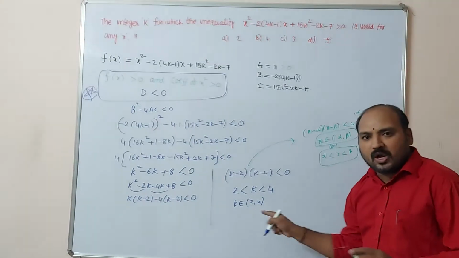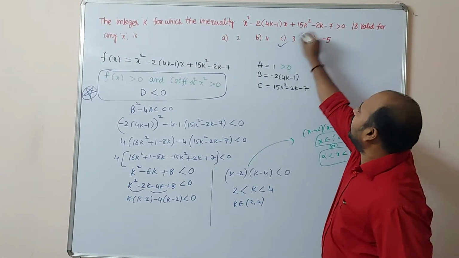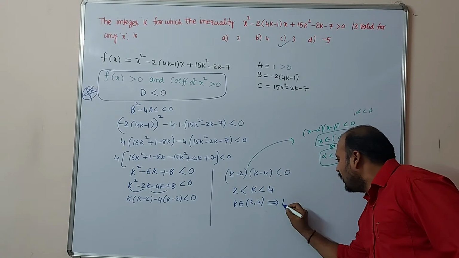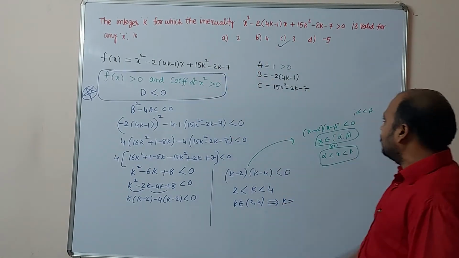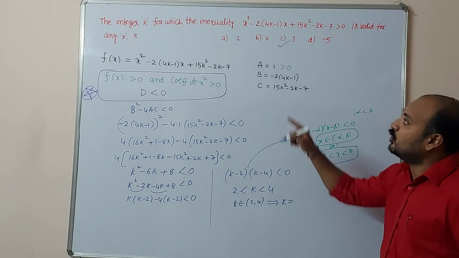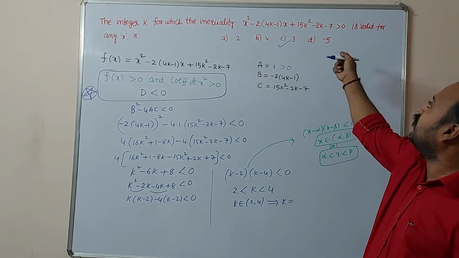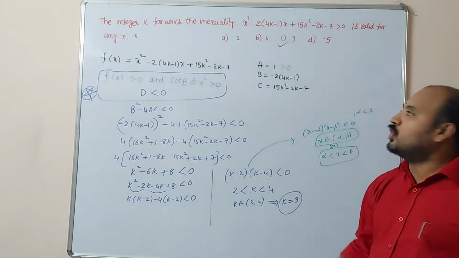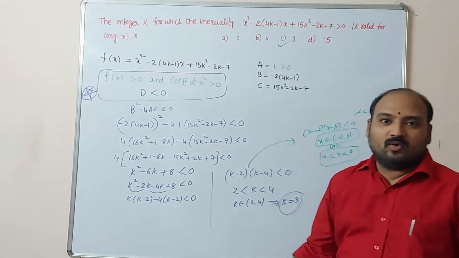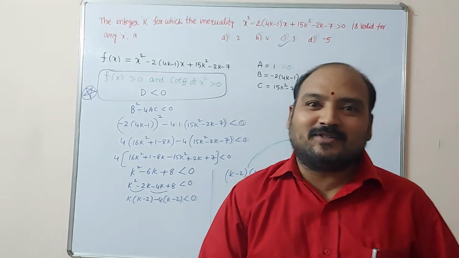So in between 2 comma 4 which value is there? 3 absolutely. So that implies that the valid value of k, for any value of x, means x is equal to 3, k is equal to the integer k for which the inequality is valid. For k is equal to 3 only valid. So the answer is 3. We'll move to the next question, dear students.